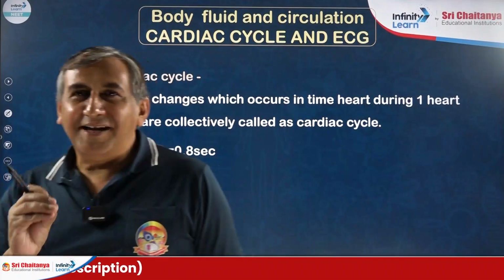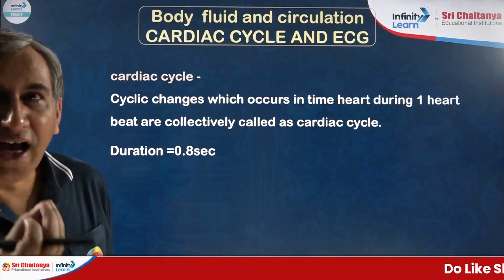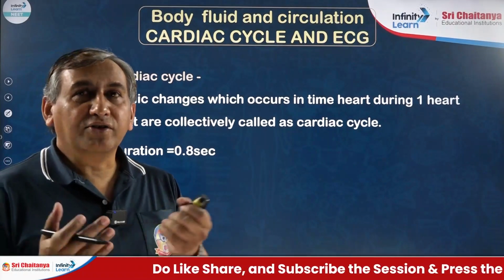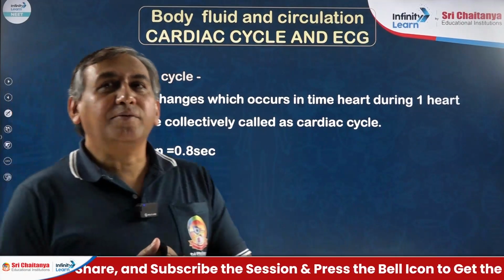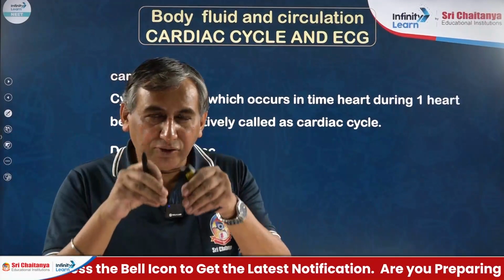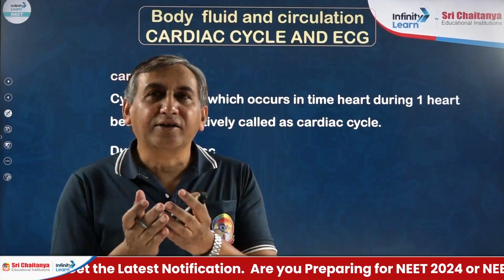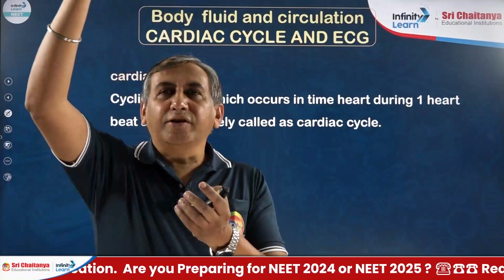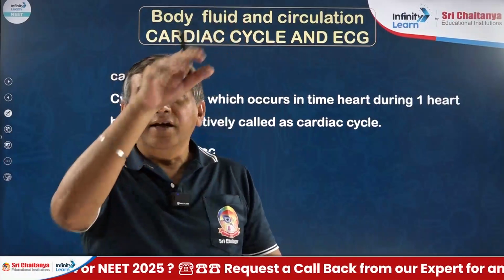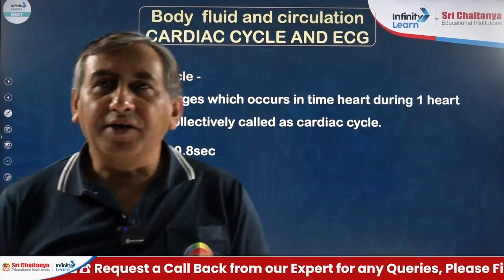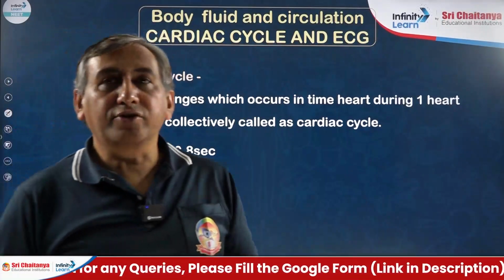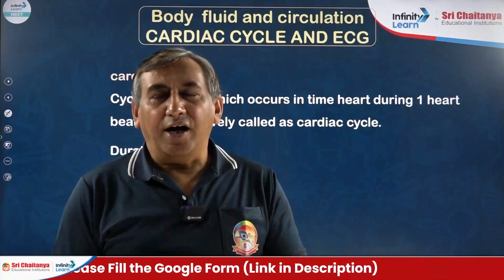Cyclic changes. If I say it in simple language, what is the function of the heart? The function of the heart is to collect blood and give the blood to the ventricle. The ventricles contract and the blood comes to the aorta. Through the aorta, it moves to the body or to the lungs, and again from the lungs after purification, and from the body cells after providing oxygen, it comes back to the heart.